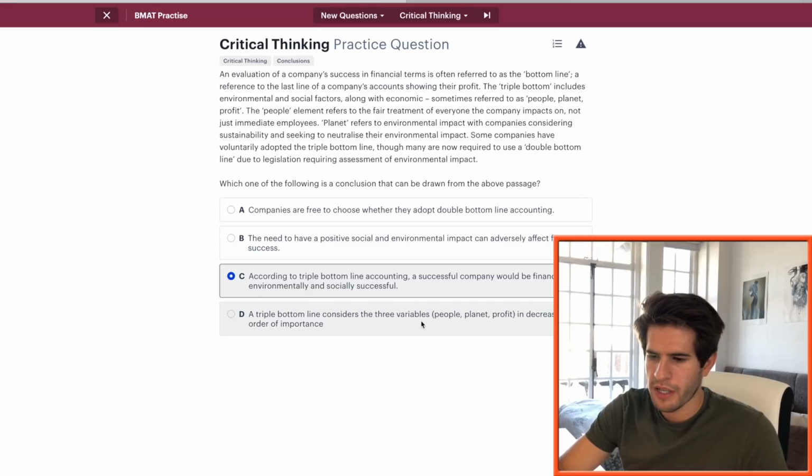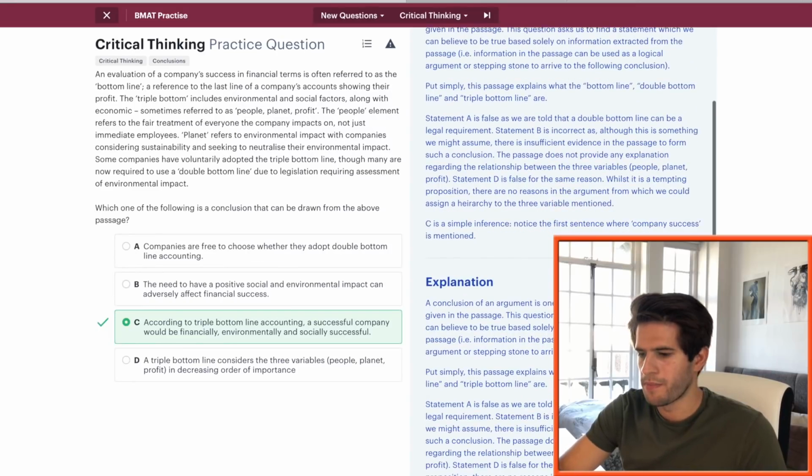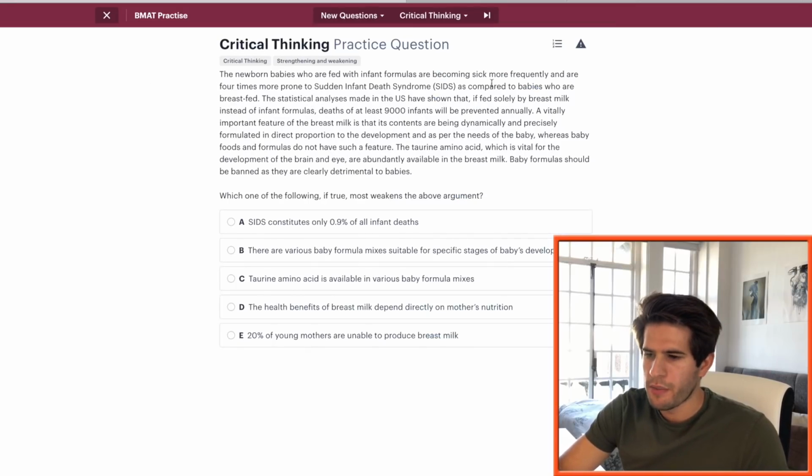Okay. Triple bottom line considers the three variables: people, planet, profit, in decreasing order of importance. We definitely can't decide that. I'm going to go with C. Awesome. Next question. The newborn babies who are fed with... detrimental to babies. Which of the following, if true, most weakens the above argument?